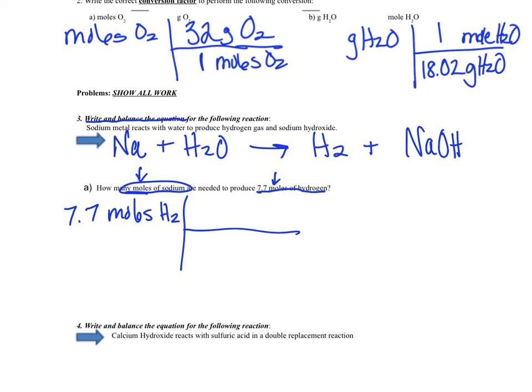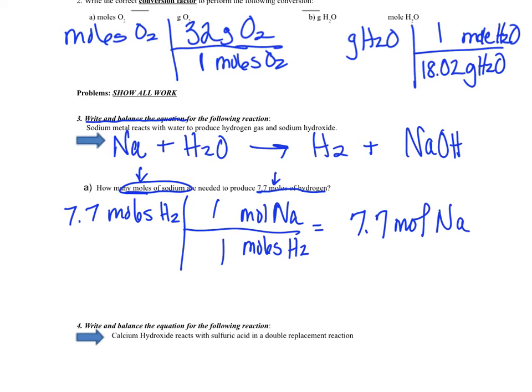Whatever label was on top goes on the bottom. Then we're going to moles of sodium. It's just a mole to mole: moles of the thing you underline to moles of the thing you circle. Then we go up and look at coefficients. It's a 1 to 1. So this one would be 7.7 divided by 1 multiplied by 1 is 7.7 moles of sodium.